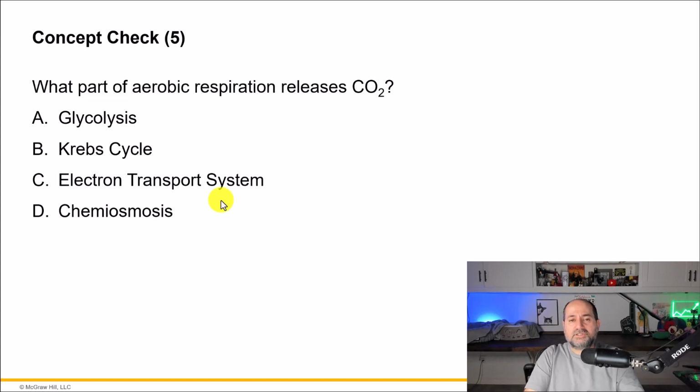Which part of aerobic respiration releases CO2? A, glycolysis. No, because remember, I wanted you to know that the products of glycolysis were what? Remember, 2 NADH, and you don't need to know exact numbers. NADH, what else? ATP by substrate level phosphorylation, and 2 pyruvates, or pyruvic acids, as the textbook states. So those are the 3 products of glycolysis. Krebs cycle, yes. Remember, the Krebs cycle did produce CO2 and NADH and FADH2 and ATP by substrate level phosphorylation. So the Krebs cycle is the answer.